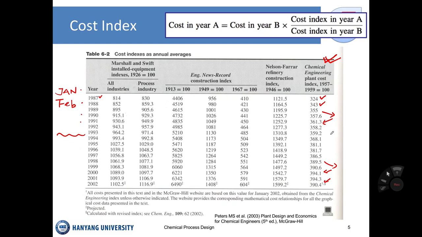It also depends on the market condition, like the oil price, okay? So the plant cost index is dependent on such marketing, the atmosphere. So based on the cost index, we can update cost from B year to A year.